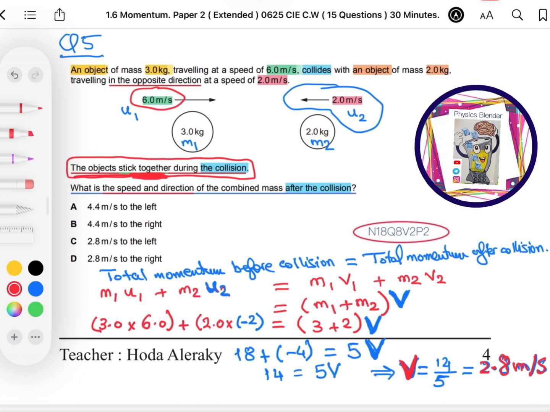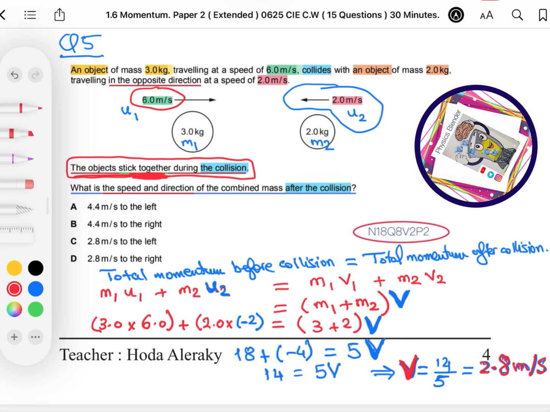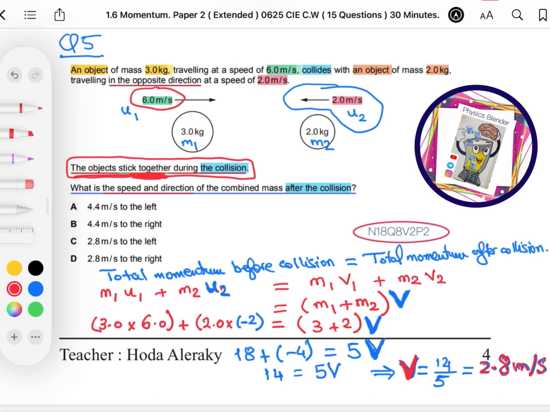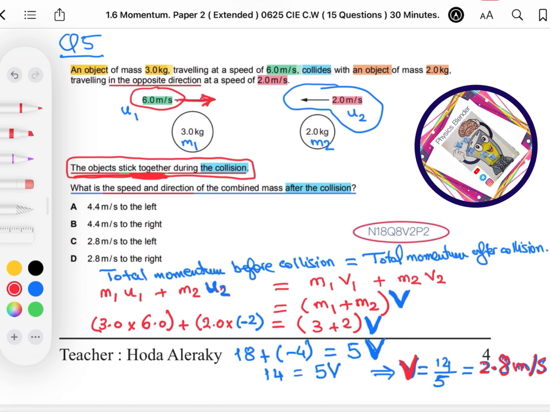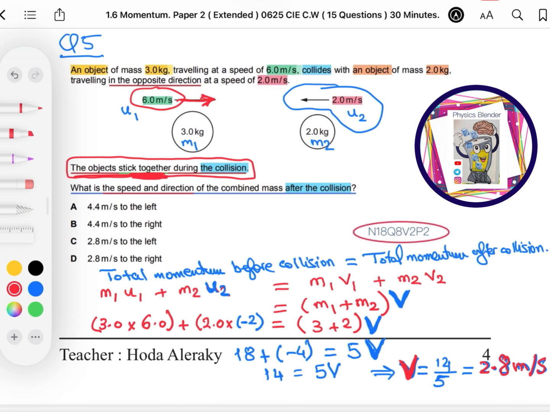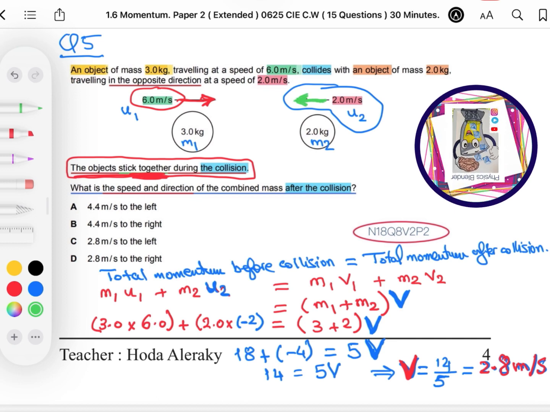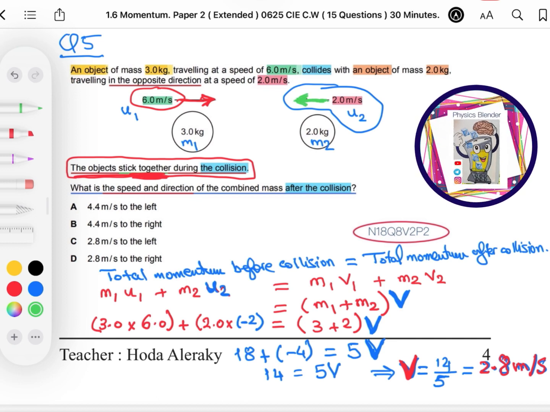How can you find the direction? If you get your answer positive, the direction is to the right, because we consider this one the positive one. If you get your answer negative, we consider it to the left, because we consider this case the negative sign.